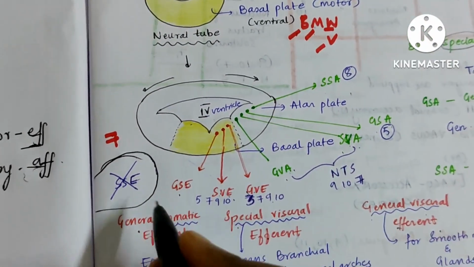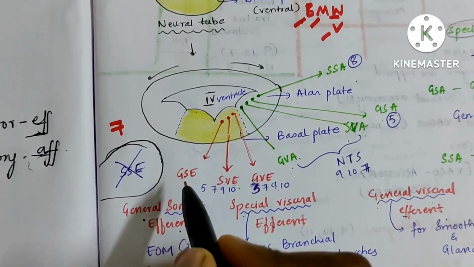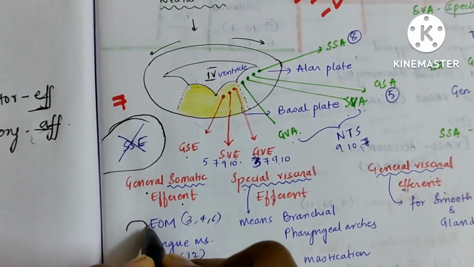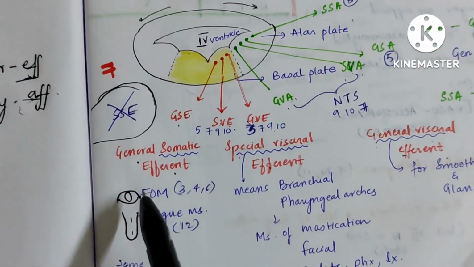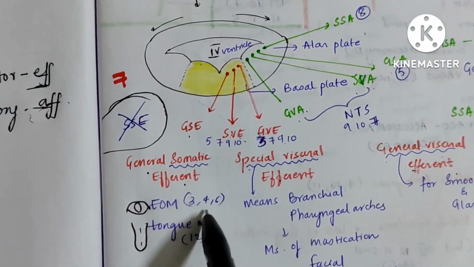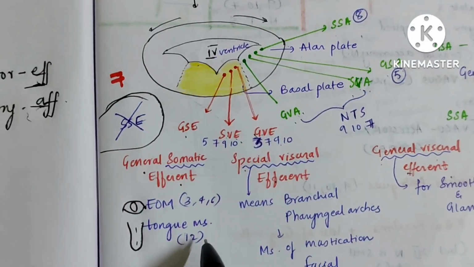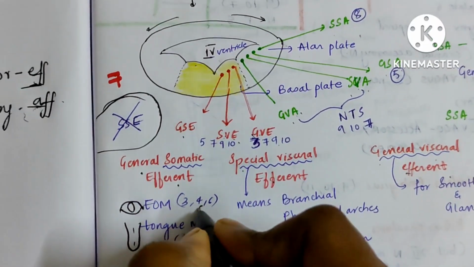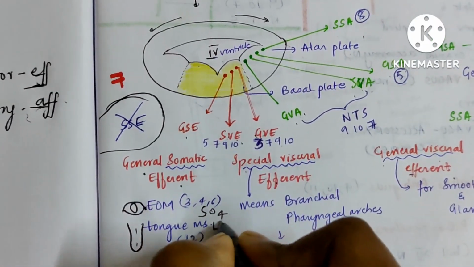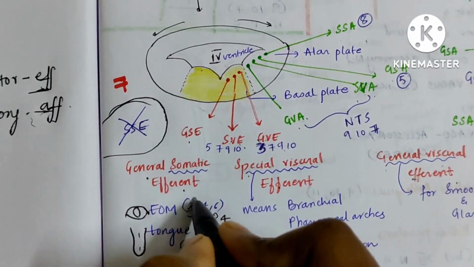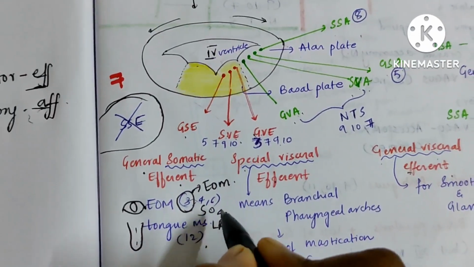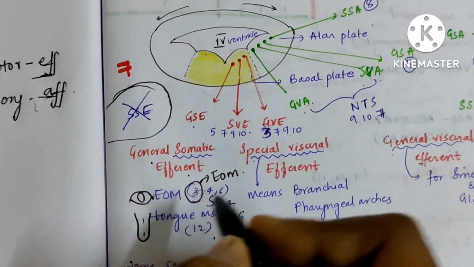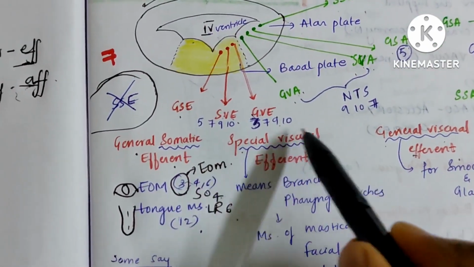Now we need to understand the individual columns and the nerves involved in them. General somatic efferent involves the extraocular muscles and tongue muscles. So extraocular is 3, 4, 6 and tongue is 12. In extraocular muscles, we usually learn it as SO4 and LR6, right? Superior oblique is 4 and lateral rectus is 6, and all the rest of the extraocular muscles are by 3. So 3, 4 and 6, and the tongue muscle is separate, by 12. So this completes the first column.